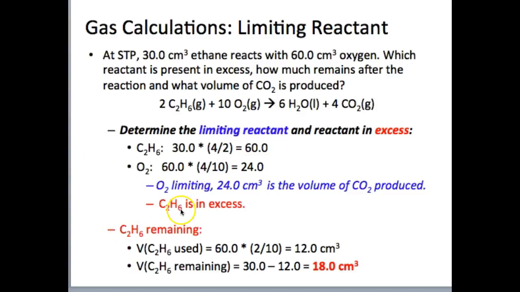So now that we know that ethane is in excess, we want to figure out how much excess is left over at the end of the reaction. We have 60 centimeter cubed that we were given, and we want to subtract out how much we actually used to figure out what volume is going to be left over. We take the 60 that was actually used of oxygen and do a mole ratio, so you have 2 moles of ethane and 10 moles of oxygen, to figure out how much was actually used of ethane, and that's how we got the value of 12 here.